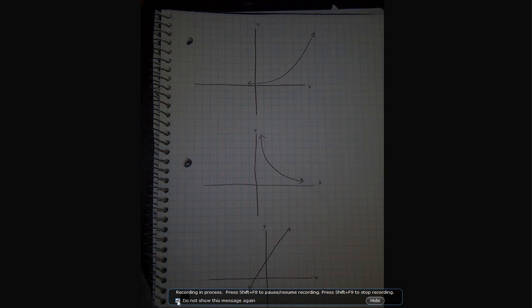Okay, this is lesson 6.1, which is on rate of change and slope. So I have three graphs here, and if I were to say, looking at these graphs, which of these graphs have a constant rate of change, and how do you know?